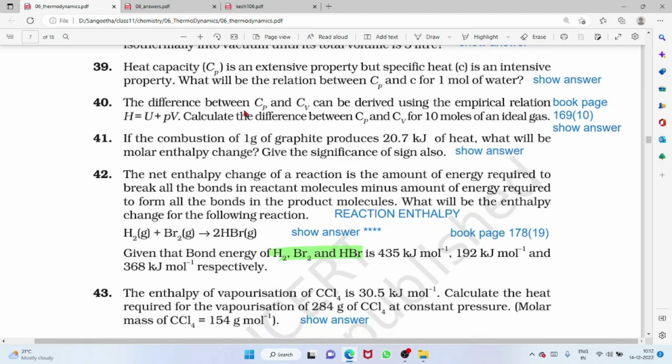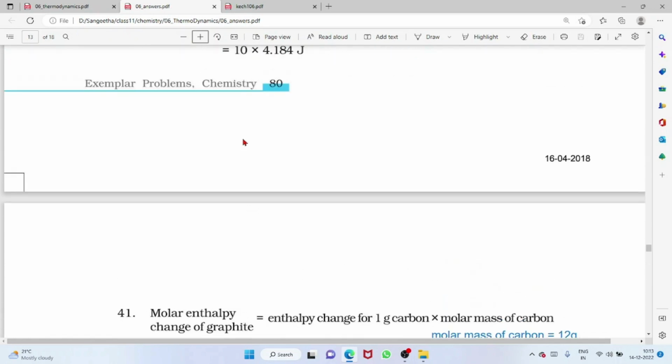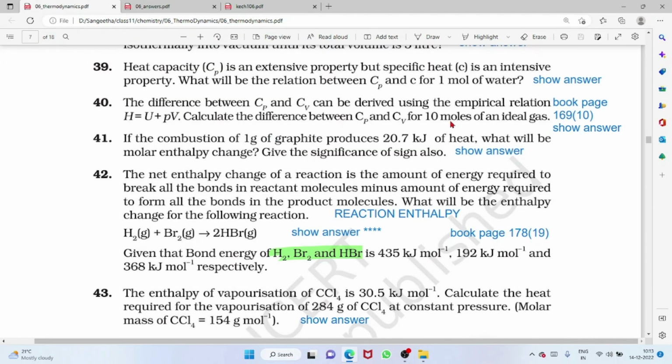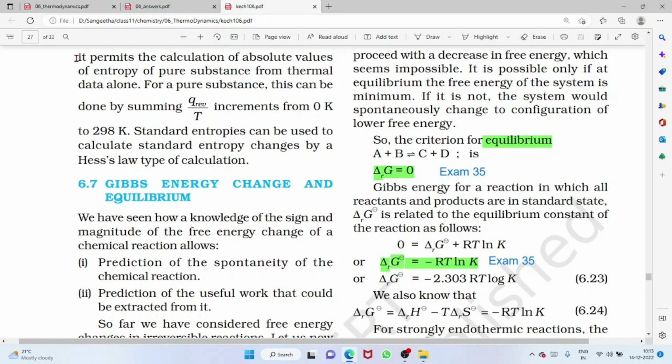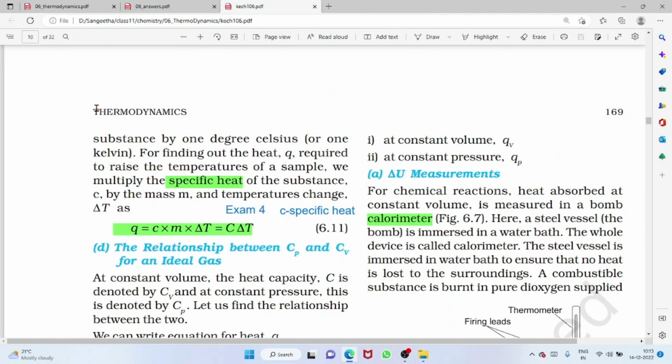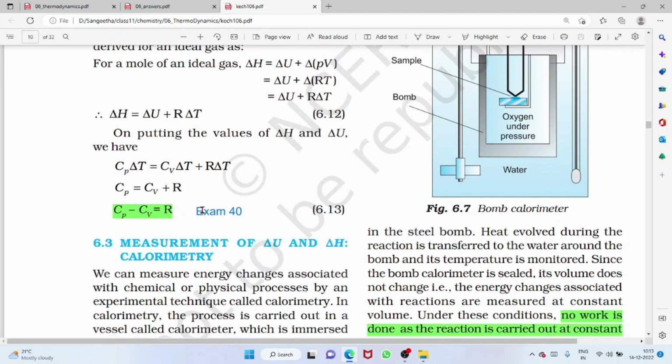The difference between CP and CV can be derived using the empirical relation. Calculate the difference for, say, 10 moles of the ideal gas. Question 40. This is the equation, so 10 into 4.12, that is the answer. Book page 10. And this is the formula.